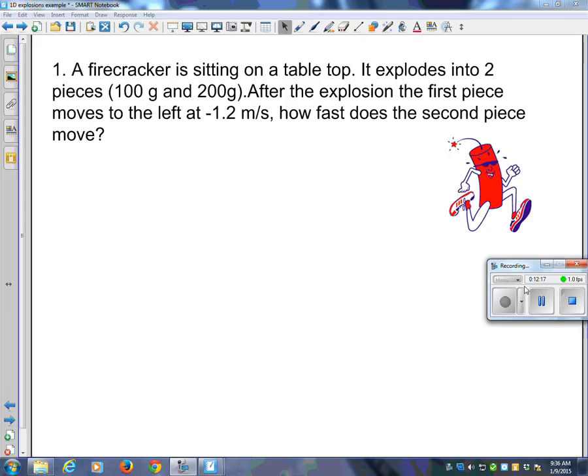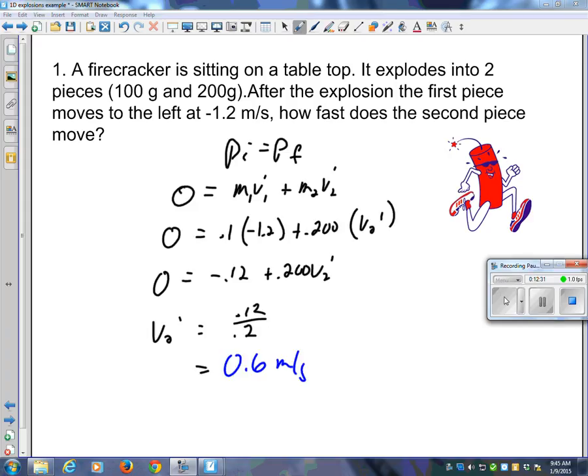Okay, here's what I'm going to suggest. With your group, flip over your big piece of paper and try the firecracker one. And then I'll do it for you. Okay, here's the answer for the firecracker. Did you get 0.6 meters per second? Yes? Okay, give yourself a hearty congratulations.